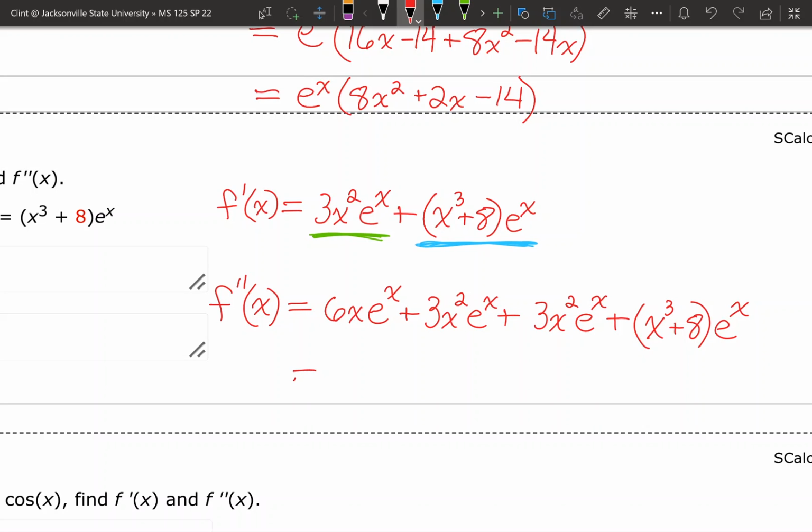And we do have like terms to combine, so we might as well do that. So we've got 3x squared e to the x plus 3x squared e to the x, so that's 6x squared e to the x.